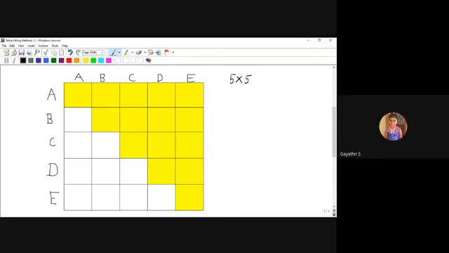See here A, B, C, D, E, and in the upper rows column A, B, C, D, E. Okay, this is the table, a 5 cross 5 table, since 5 number of states are possible. So what are the 5 states? A, B, C, D, E.